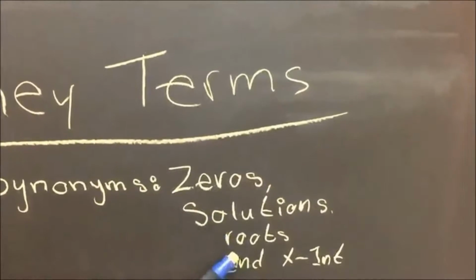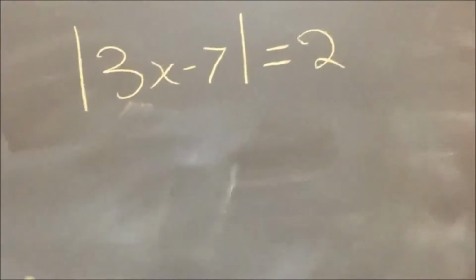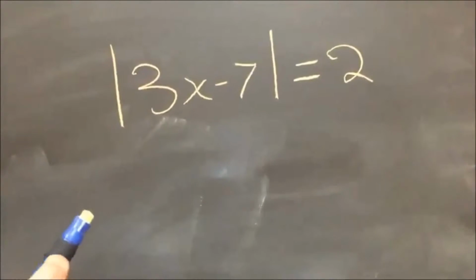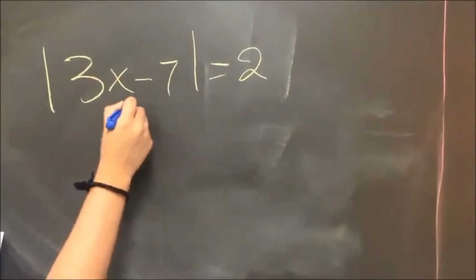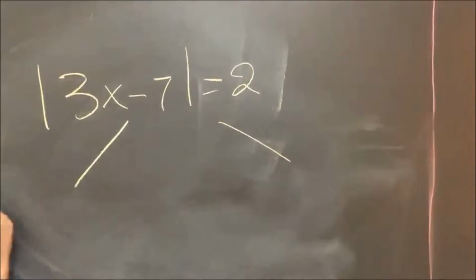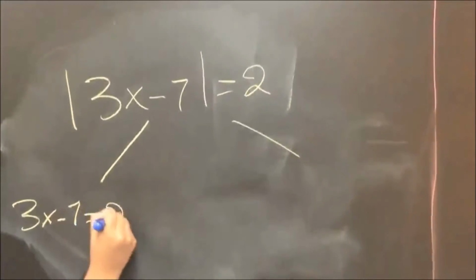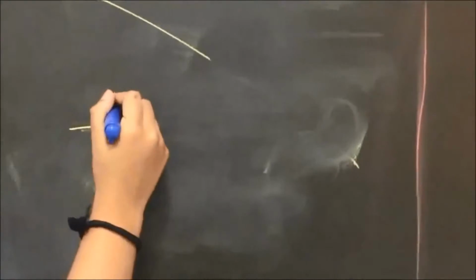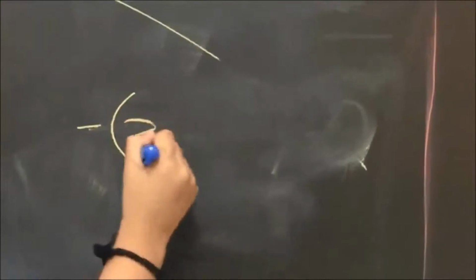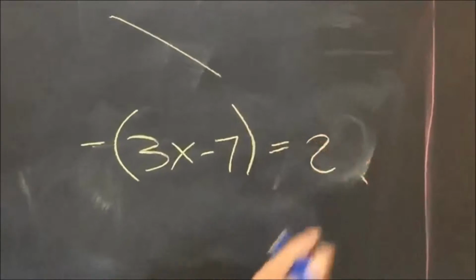Zeros, solutions, roots, and x-intercepts are all synonyms. Since the problem's already isolated, we're going to go ahead and solve this equation. We are going to separate the equation into two, and we're going to write 3x minus 7 equals 2. Since it's the opposite, we're going to be doing negative 3x minus 7 equals 2.